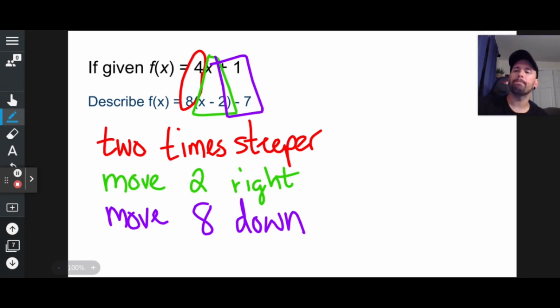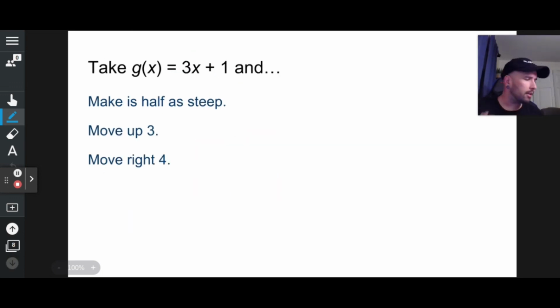Pretty exciting. Take g of x equals 3x plus 1, make it half as steep, move up 3, move right 4. I can do this. It's a little out of order, but I can do it.